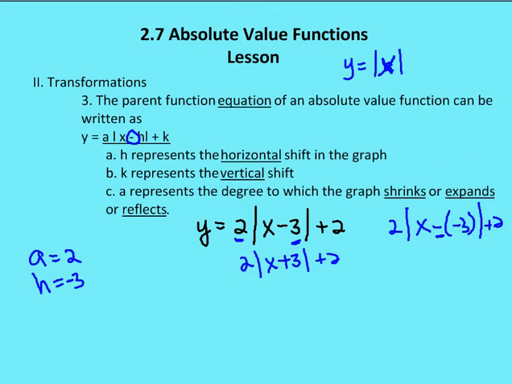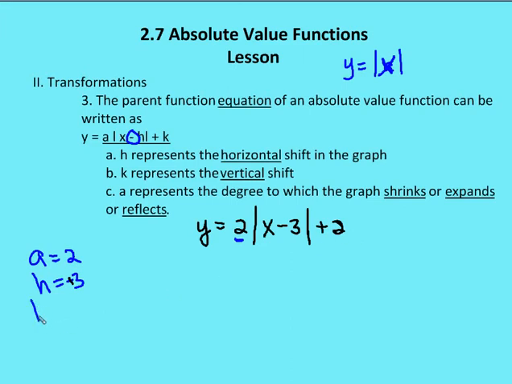So in my original case, my h value is going to be 3. I need to rewrite this here. So my original value is going to be 3, and I'll make this a positive 3 here. And now my k value is whatever the k value is. In this case, it's positive 2. So I have an a value of 2, an h value of positive 3, and a k value of 2. Now, with the h value and the k value, I can identify what the vertex is.